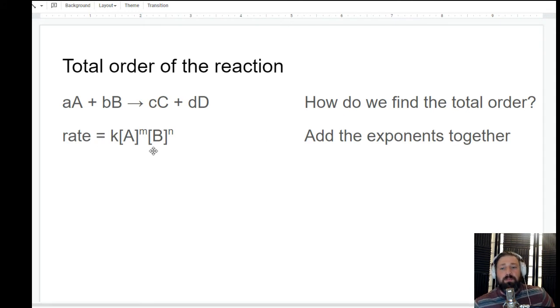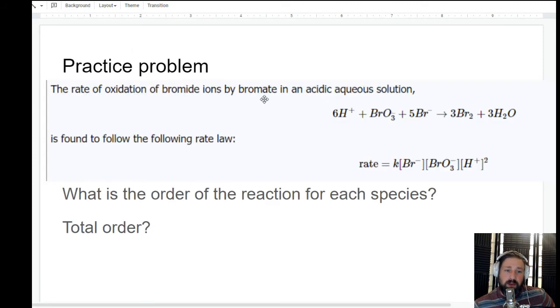All right. So when we talk about the total order of this reaction, it's pretty easy. All you have to do is just add the exponents together. Okay, let's give you an example here. Let's say we have this really complicated redox reaction. Here it is. It's already balanced for you, so you don't have to go through that headache. And experimentally, we found this to be the following rate law. We found the rate to be k, again, just some sort of constant, then the bromide ions to the first power.